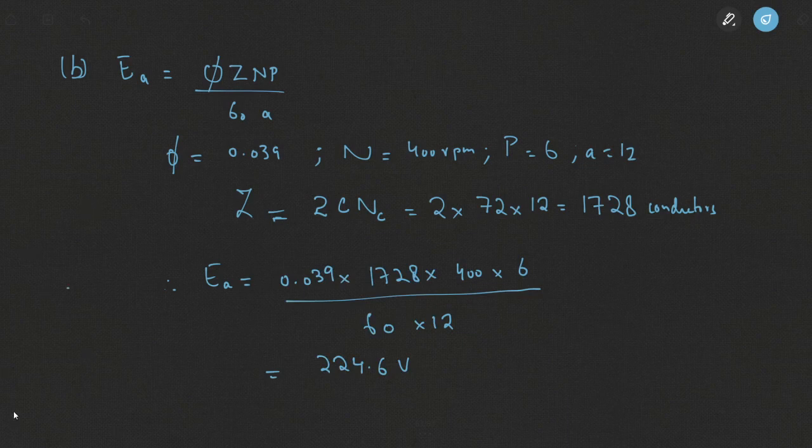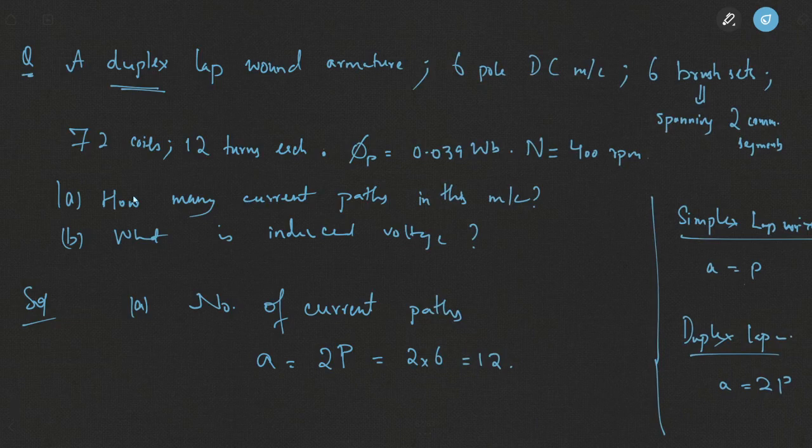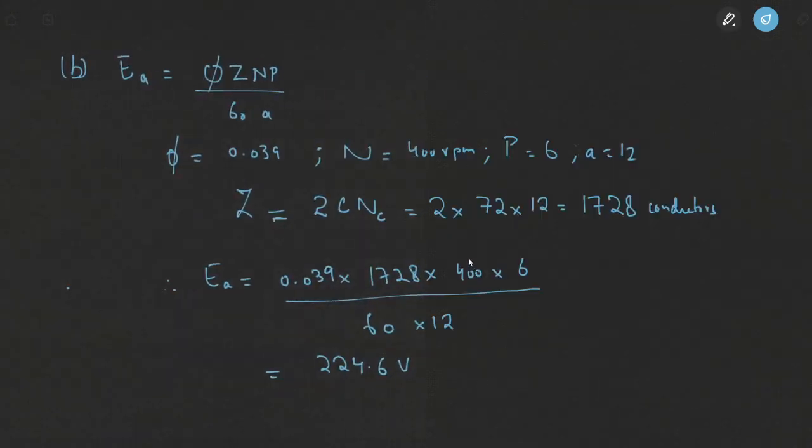In this question, the term that we had not introduced previously was duplex lap wound. Simplex lap wound is simply where the number of parallel paths is equal to P. In a duplex lap wound case, the number of parallel paths will be twice, that means 2P. The rest of the equations have already been derived. Using those equations, we find that our total induced voltage in this case is 224.6 volts.